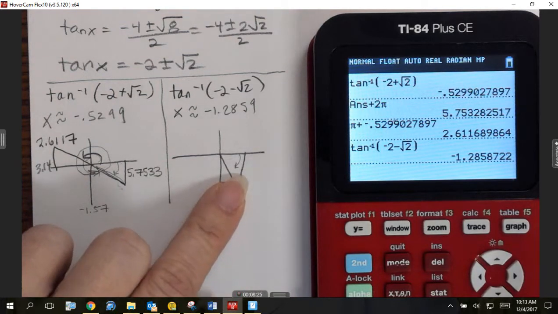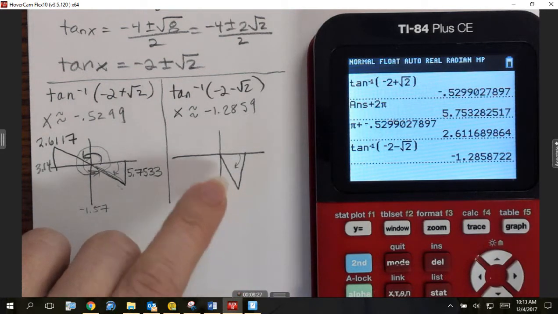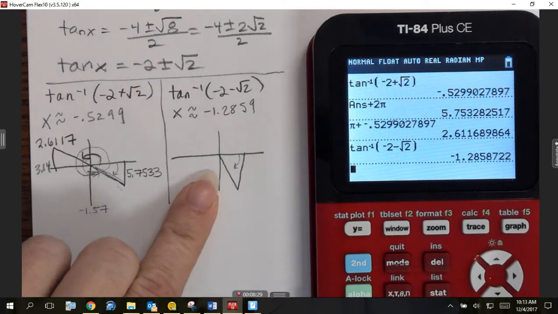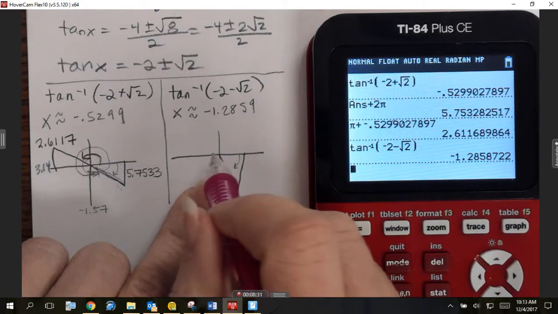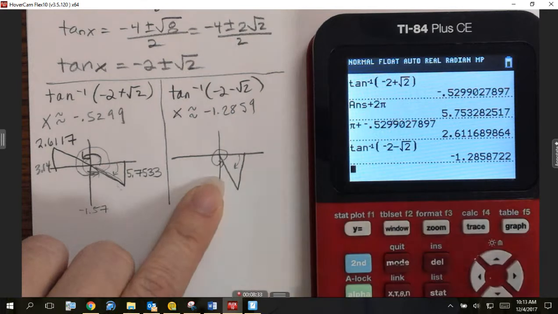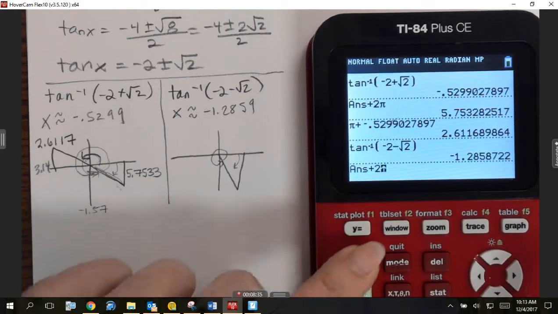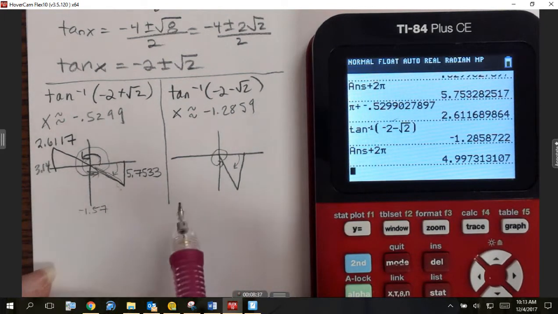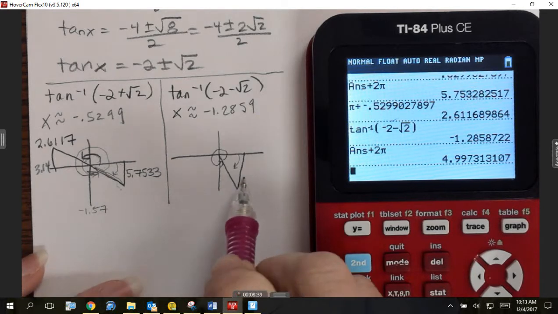Can my answer be -1 point something or another? Has to be between 0 and 2 pi, so I'm going to add on 2 pi so it goes all the way to the other side. 4.9973.